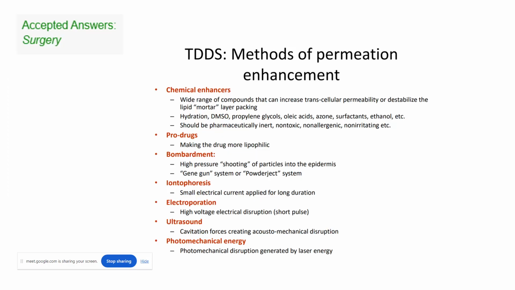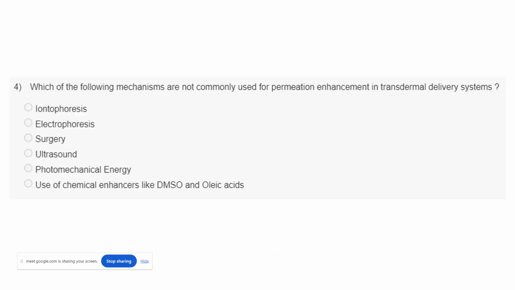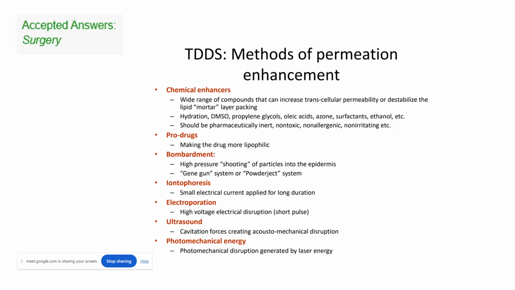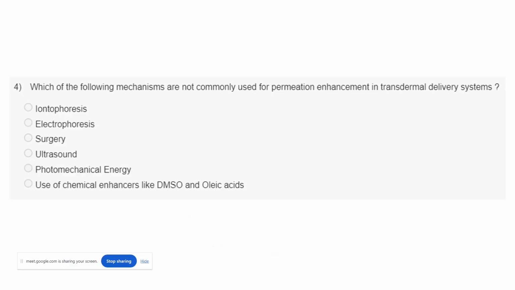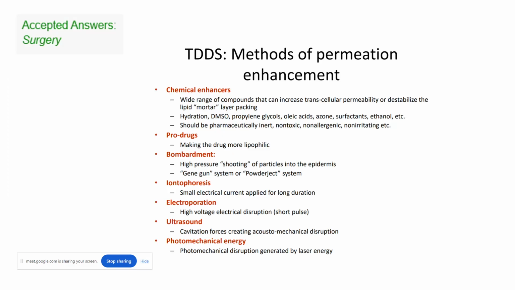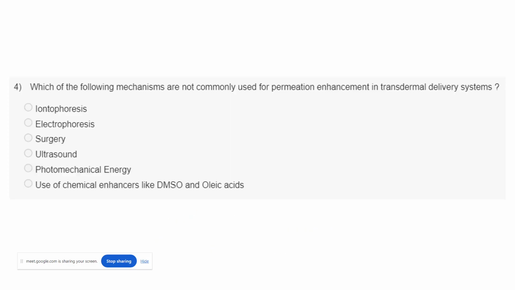Okay, the correct answer is surgery. The other options are already commonly used methods for permeation enhancement. There are several chemicals like DMSO, propylene glycols, and some surfactants that can be used, but within a permissible limit so that they are non-toxic. And then bombardment, photochemical energy, all of these are used.